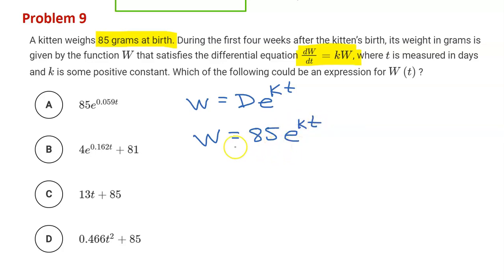So I guess we can just take this and compare it to the options and see which one fits. The answer is A, with a k value of 0.059.